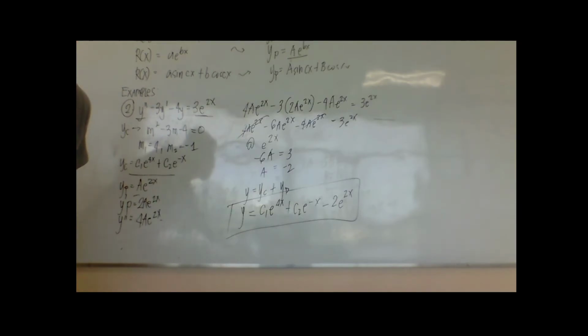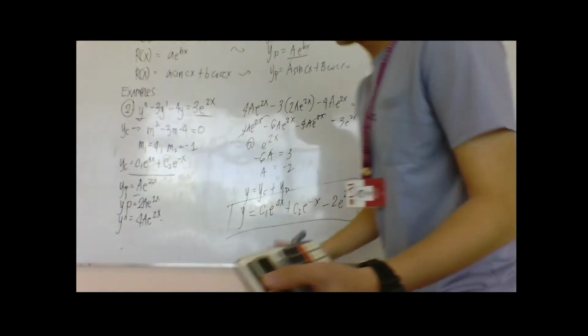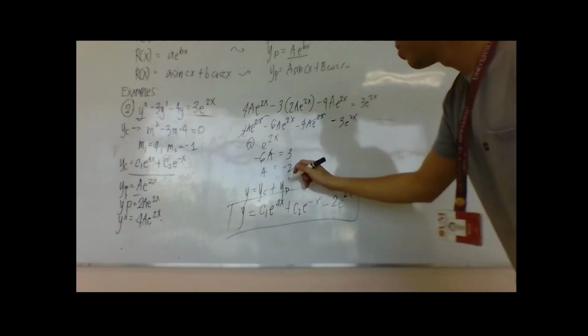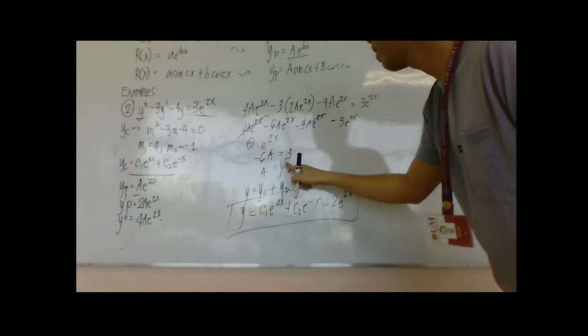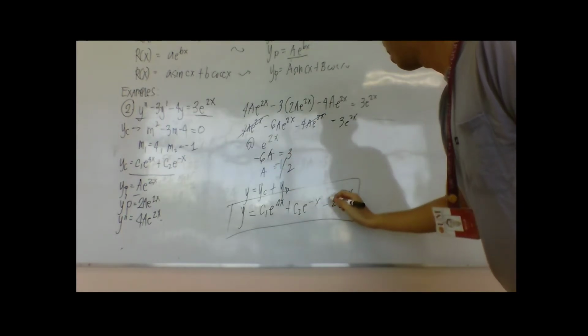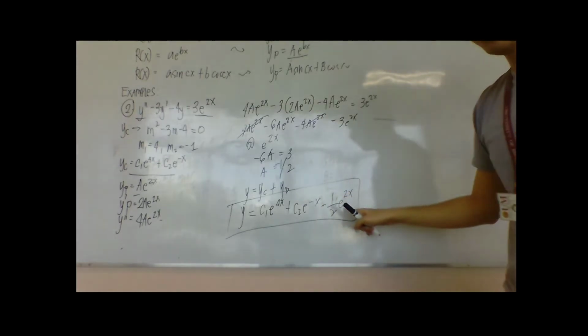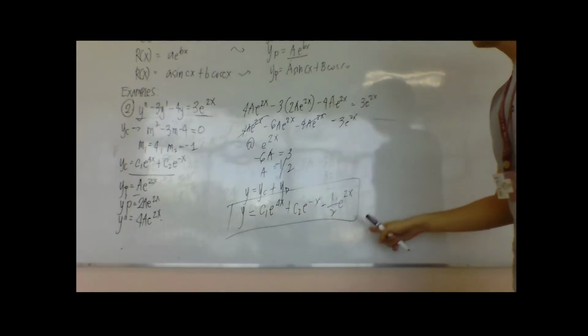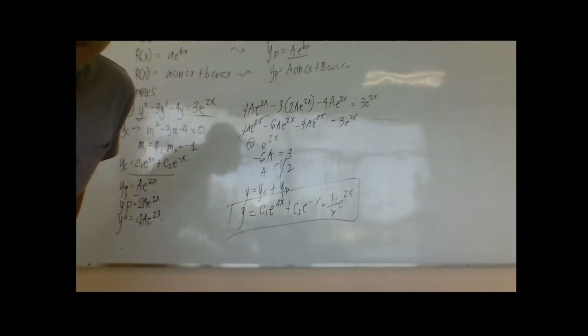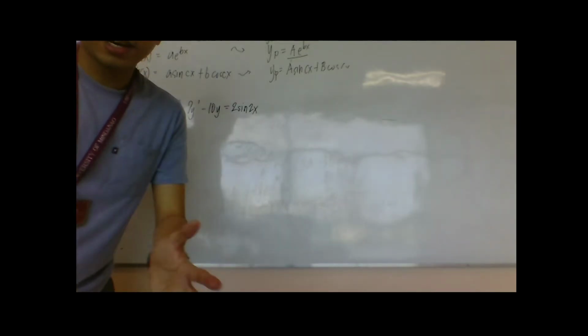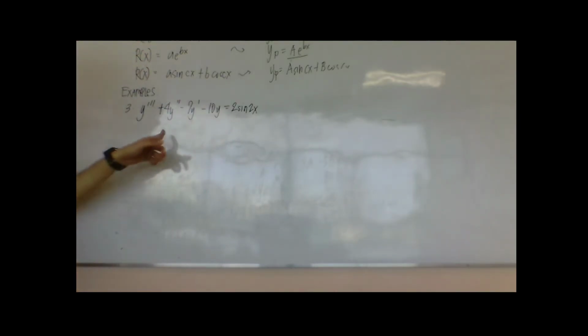Okay, so there's a mistake right here, let me correct. So a should be negative 1/2. Alright, so this should be minus 1/2 e raised to 2x. Okay, sorry for that. Wait, let me erase that. Alright, so let's continue. So let's have another example.